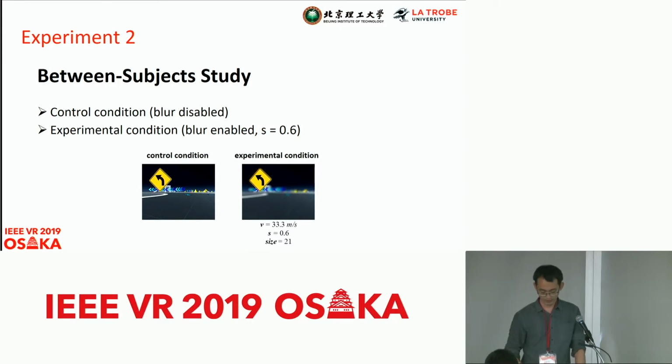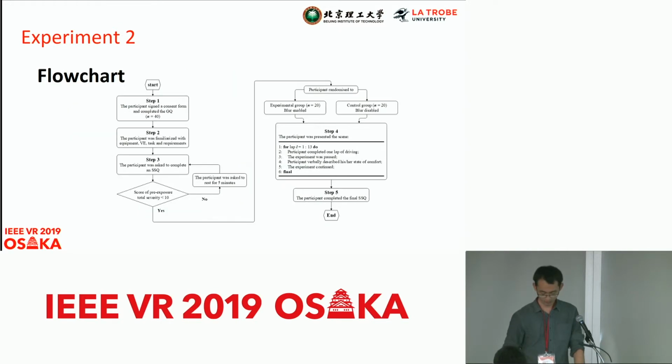In the second experiment, the sensitivity value of S was fixed at 0.6. The comparison experiments were conducted with different camera settings. Everything in the control conditions was the same as the experimental condition, except that the background blurring was removed. Different from experiment 1, 40 participants finished this experiment, and they were divided into 2 groups. And the participants were asked to drive 13 laps.